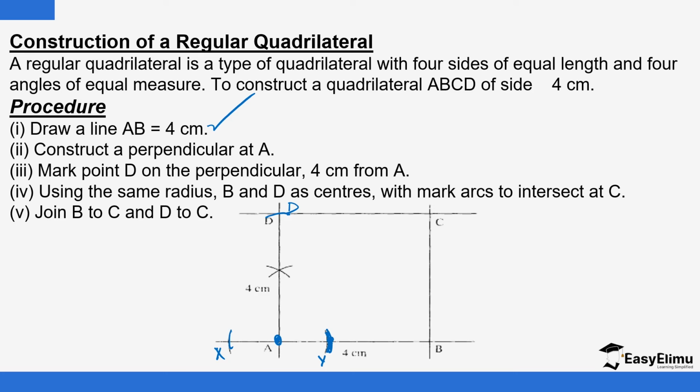Again, you do the same thing. You draw a perpendicular through B. The procedure is still the same. A convenient radius, make an arc. Center is B. The same radius, make an arc on this other side.